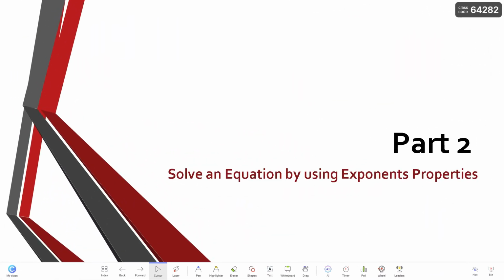In this video we're going to learn how to solve an equation by using the properties of the exponent. In the previous video we learned about the rules of exponents and how to apply them. So right now we need to understand how they would be used in solving an equation.